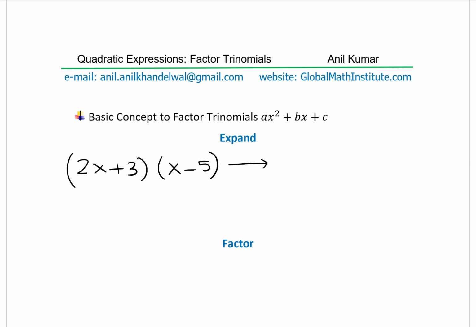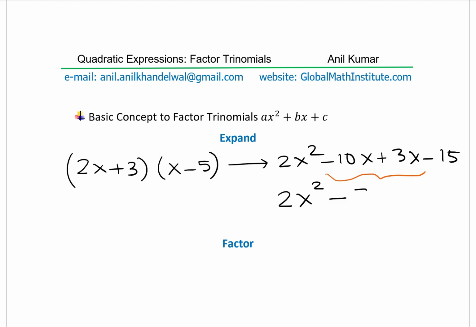2x times x is 2x squared. When you multiply by minus 5, you get minus 10x. Multiplying with 3 will give you plus 3x and minus 15. As you can see, the center terms can always be added. They are like terms. So when we add them up, what do we get? We get 2x squared minus 7x minus 15.